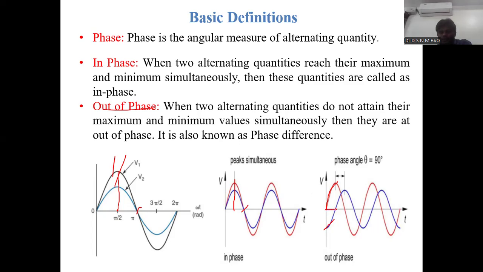When two alternating quantities do not reach their maximum and minimum values simultaneously, voltage signal V1 reaches its maximum value at 90 degrees. Let us assume voltage signal V2 is starting from 90 degrees. So they do not reach their maximum and minimum values simultaneously. This is nothing but out of phase, or phase difference.